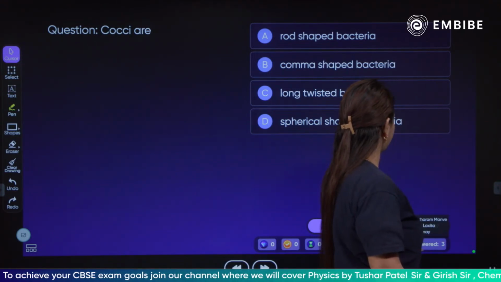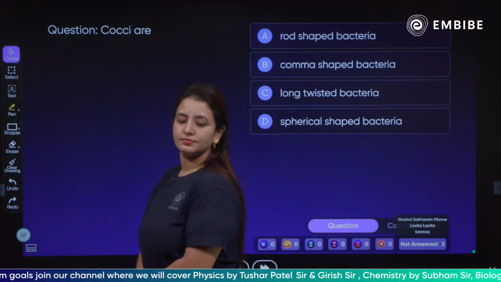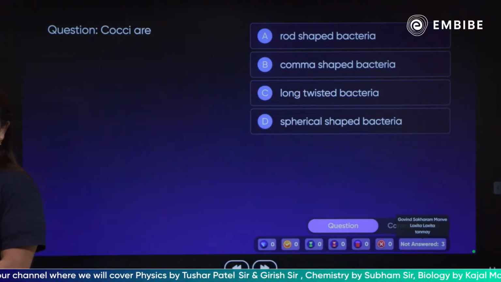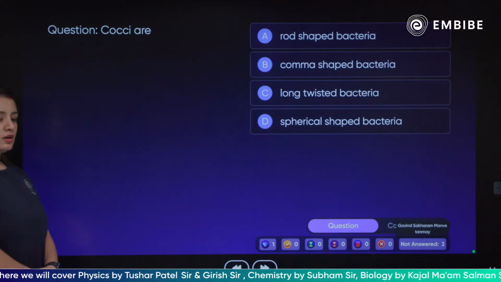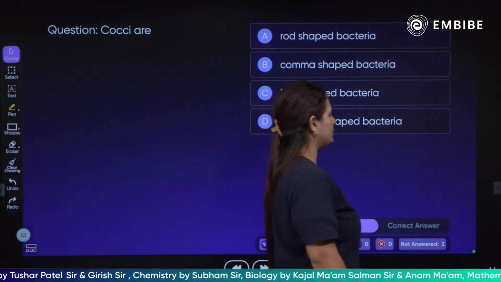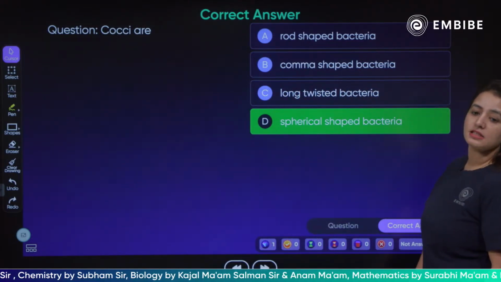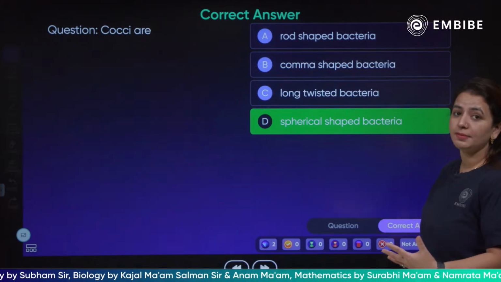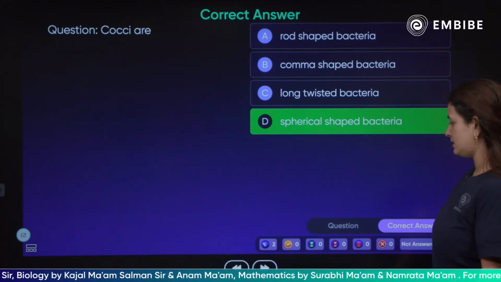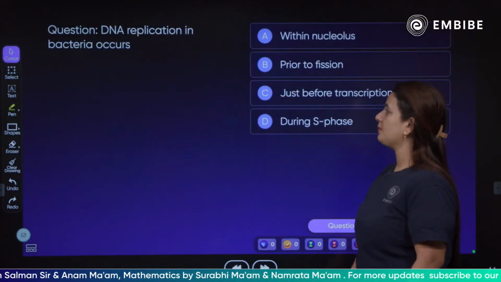Lakshita, Tanmay, Govind. What are the cocci shaped? Simple children, when we talk about the cocci shape, it is completely spherical shaped bacteria. Spherical shaped or oval shaped bacteria are cocci. Okay, cocci are called the spherical shaped bacteria.